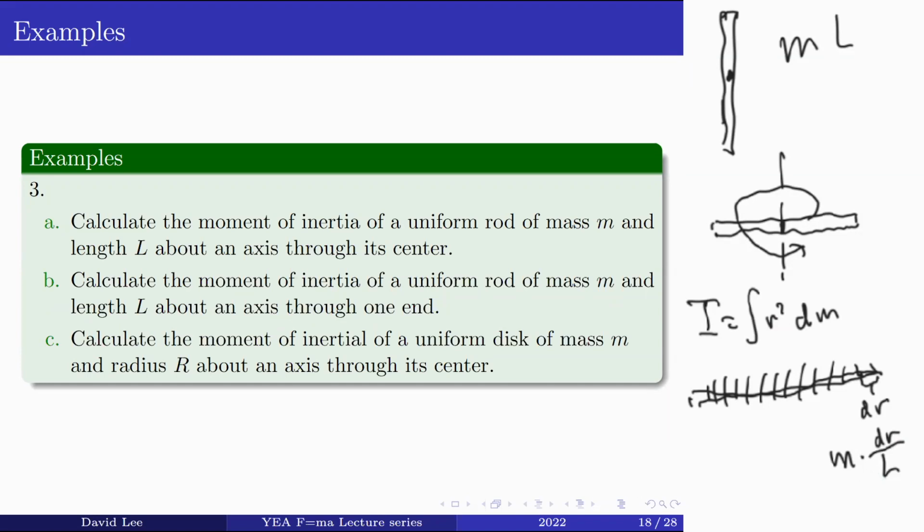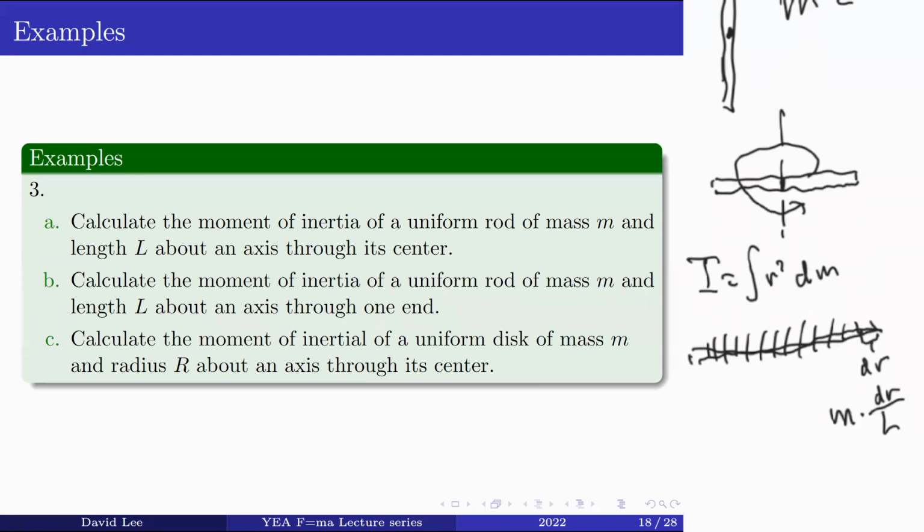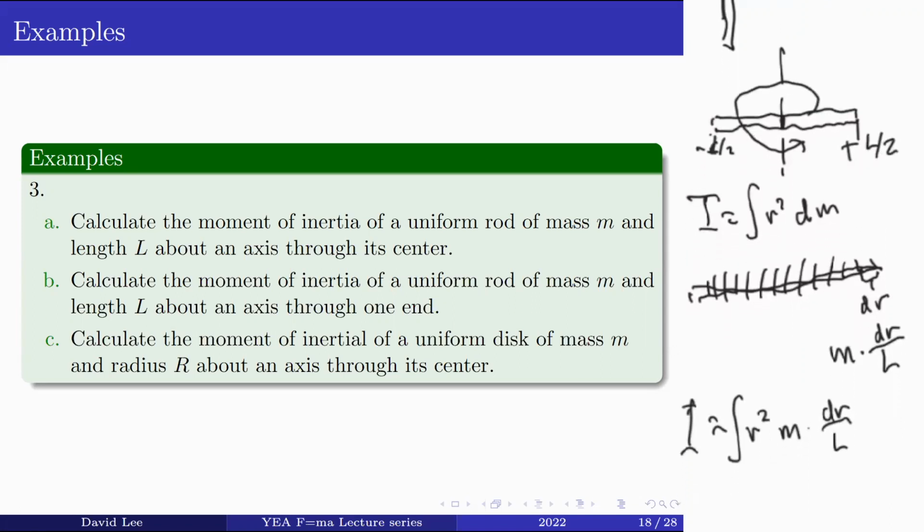And so if we plug this in, what we should get is I equals integral r squared times m times dr over L. And notice that r here, well, it goes from negative L over 2 to positive L over 2. So those are our limits of integration.